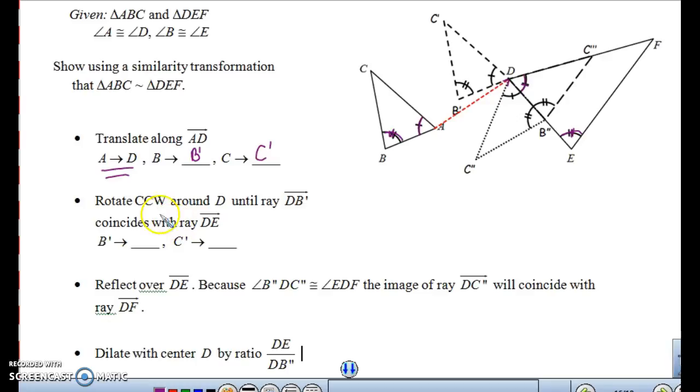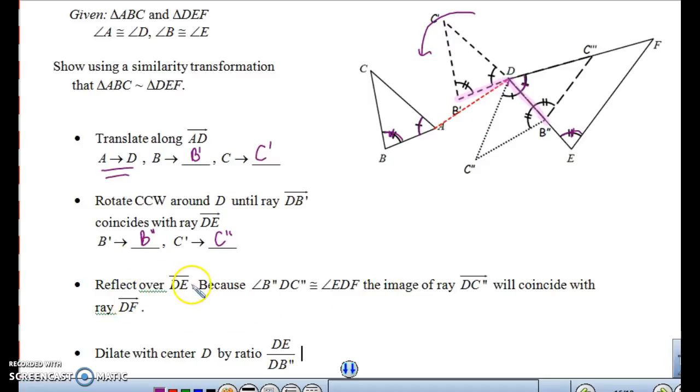That's my first point. Now, I'm going to rotate counterclockwise around D until DB prime, this segment right here, coincides with ray DE. It's going to go counterclockwise like so, so that DB prime ends up at DB double prime, on the ray DE. So what does that do to the points? Well, B prime ends up at B double prime, and C prime ends up at C double prime. So when you swing this around, it comes out down here.